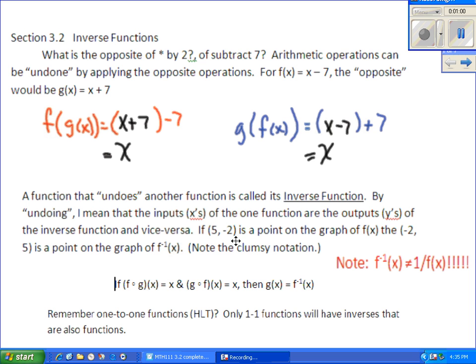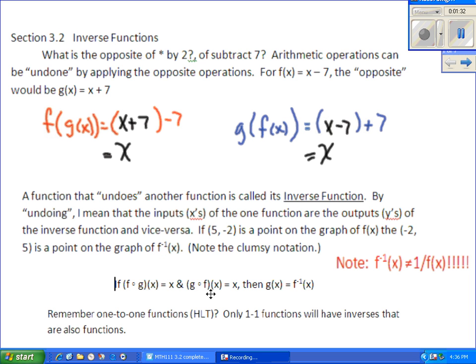Looking at specific points on a graph, if you have (5, negative 2) being a point on a graph of f of x, then the graph of the inverse function would have to have the point (negative 2, 5). And just a side note here, the notation's pretty clumsy for the inverse function. We use f with an exponent of negative 1 of x to indicate inverse function, which would make you think that it would be 1 over f of x. Not true, it's just poor notation, but that's what we're stuck with.